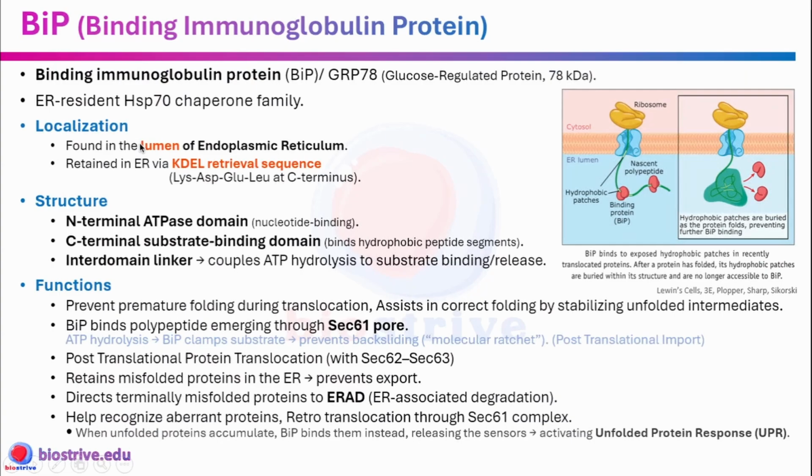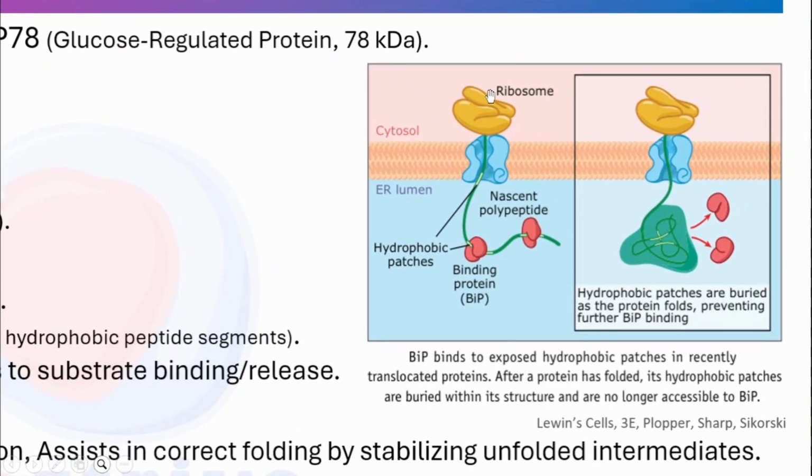Now, let's come to some assisting proteins. There is one assisting protein which is binding immunoglobulin protein. It is a kind of chaperone. It belongs to the HSP70 chaperone family. It is located in the lumen of the endoplasmic reticulum. As you can see, the protein is entering the ER lumen.